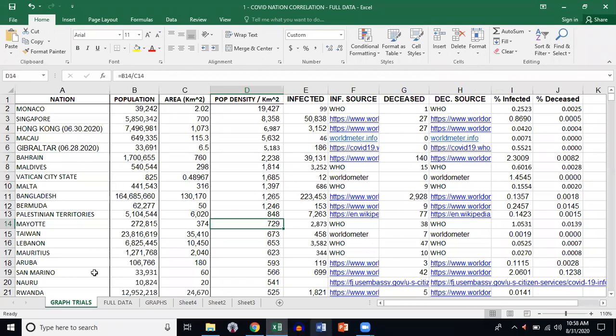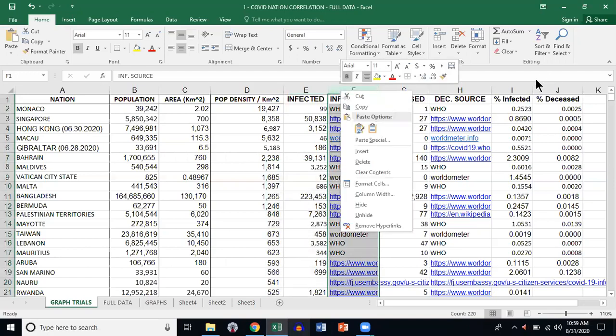Okay, so now we have this spreadsheet with the title Graph Trials, and we have all the columns here, but there are some columns that are in our way. In other words, we're not going to be analyzing them right now. For example, the information source. I'm going to eliminate some columns and clean up this working sheet, this playground. So for example, column F, the infected source, I don't need that.